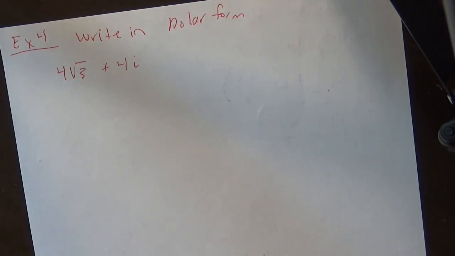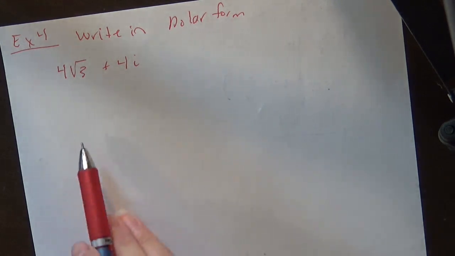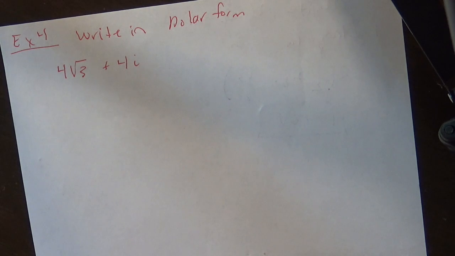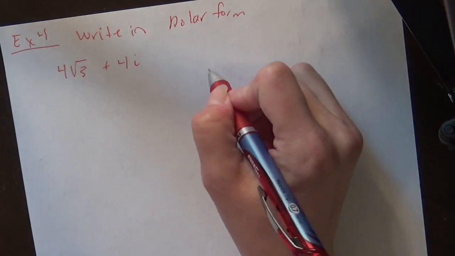Okay, so one more example. This one was not included in the notes that I scanned in for you, but we're going to write in polar form 4 times the square root of 3 plus 4i. So we need to first find, let's start by finding r.